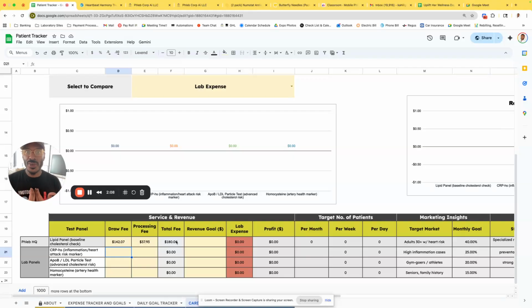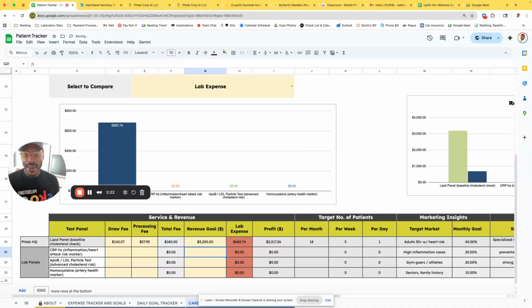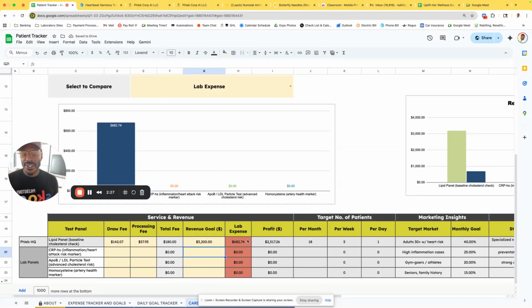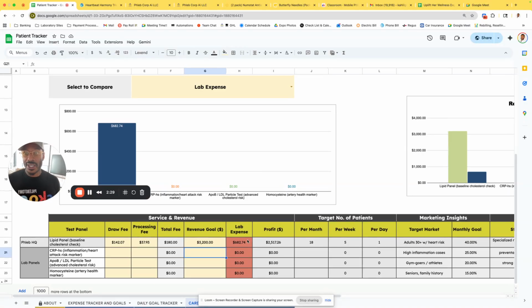Now what we're going to do is set a goal for how many lipid panels we want to sell, so that we have a goal set. Let's just say we want to sell $3,200 worth, okay? Bam. What this tells us is that we have a lab expense of $682.74, which means we're going to see 18 patients a month. Out of those 18 patients, we need to pay the laboratory $682.74 to not only create those kits, but to also process them.